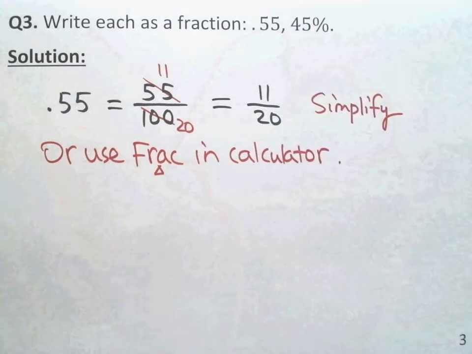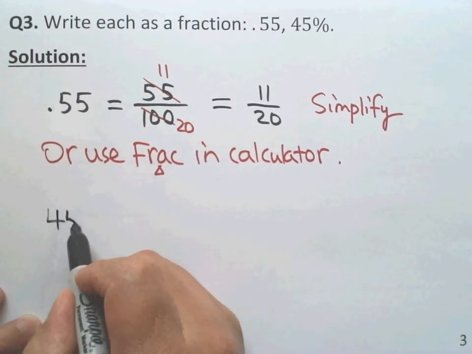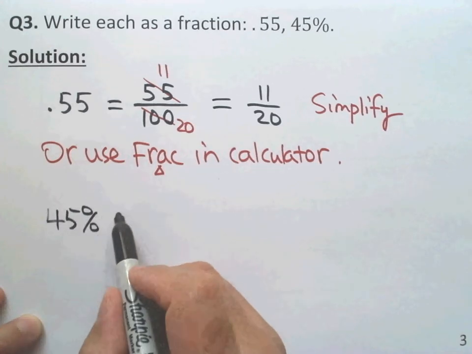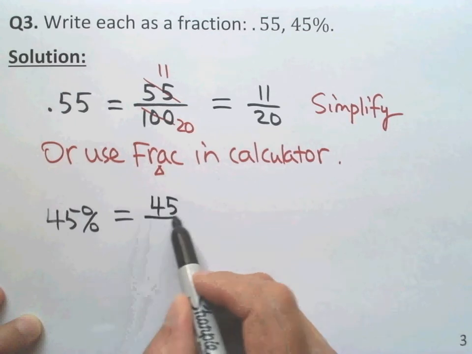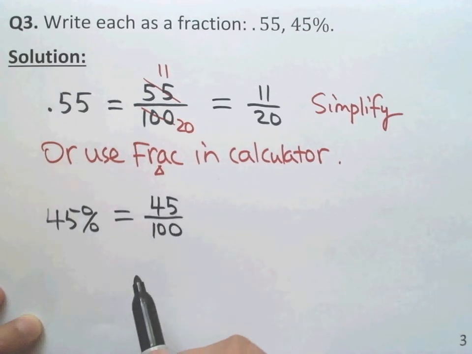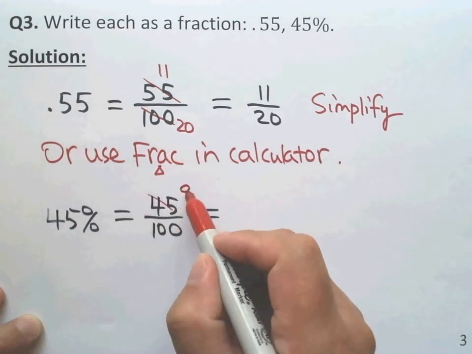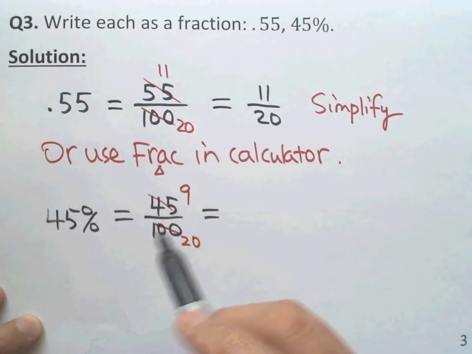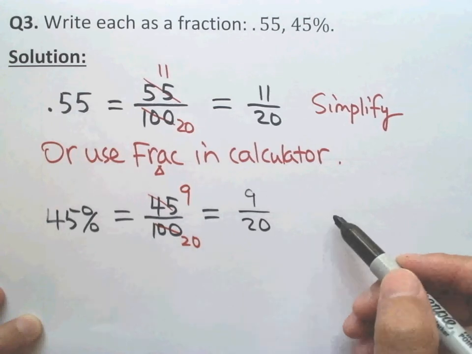And the last question is 45%. How to do 45%? We can do the same. 45% is a fraction already, which means 45 out of 100. If you like, you can simplify by yourself. Okay, 5 is a common factor. Divided by 5 is 9. Divided by 5 is 20. So the last answer is 9 over 20.